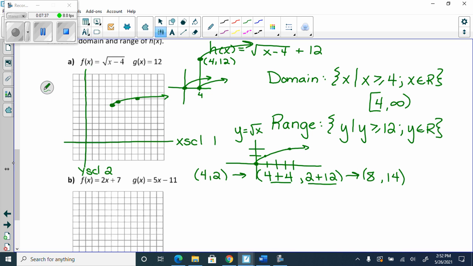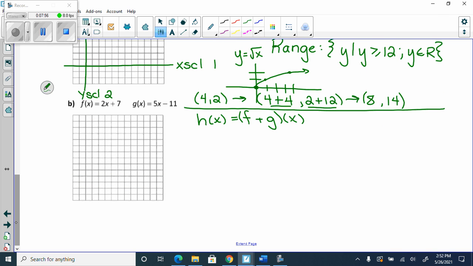Okay, for B, it has f of x is 2x plus 7 and g of x is 5x minus 11. And h of x equals, now it can be written like this, and I don't know why they do this, but if it's written like this, f plus g of x, if it's written with the f plus g together like that, the first thing you're going to always do is rewrite it as f of x plus g of x, which is what they gave to us. But I just want to remind you that they can write it weird like this, and the first thing you're going to do is not write it weird.